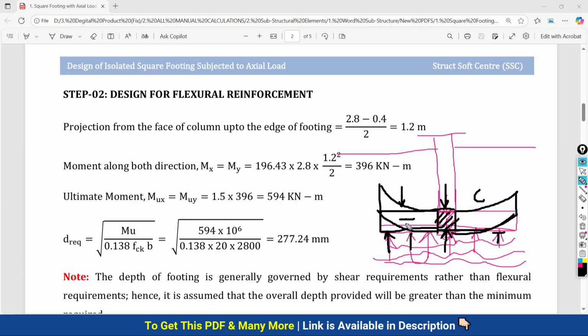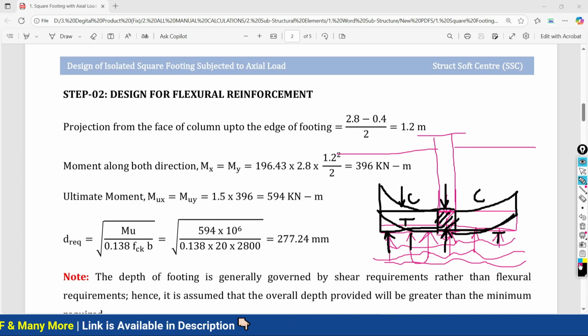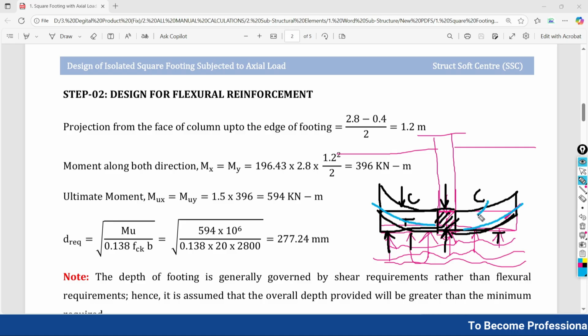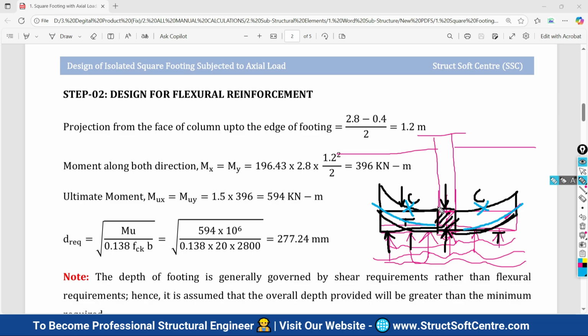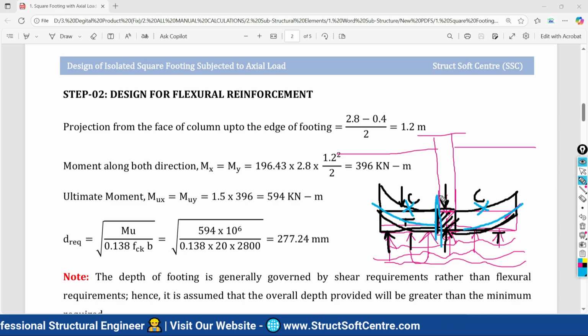This is the tensile stress zone, this is your compressive stress zone, and we provide the reinforcement in the zone of the tensile stresses. So we need to provide the reinforcement here. We don't need to provide the reinforcement on the top face. Basically the maximum flexural stress, maximum moment, is going to be generated at the face of your column. At this face, the maximum moment is developed due to this cantilever action.